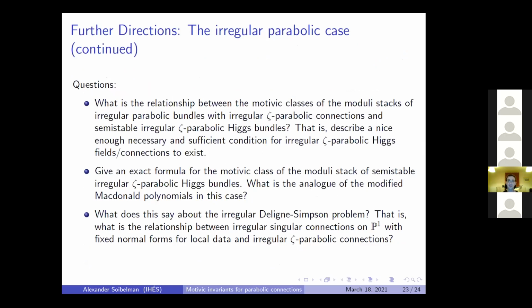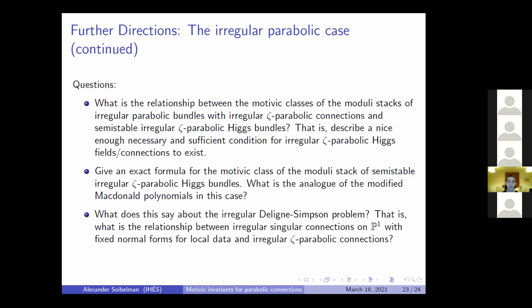So in the case of just connections on a vector bundle on a curve, there's an existence theorem, this Weil theorem for the existence of a connection. In the case of zeta parabolic Higgs bundles or zeta parabolic connections where they're not irregular, there's also an existence theorem, but there's not nearly as nice an existence theorem in the irregular zeta parabolic case, which makes relating the classes of the two things more difficult. So some nice type of existence theorem would make this work out.